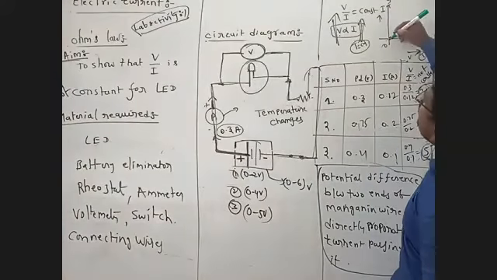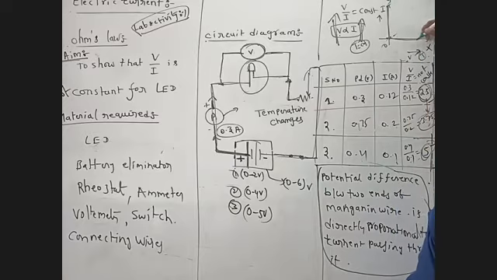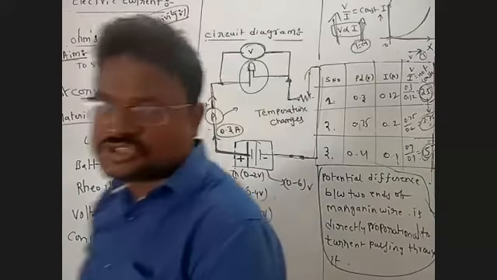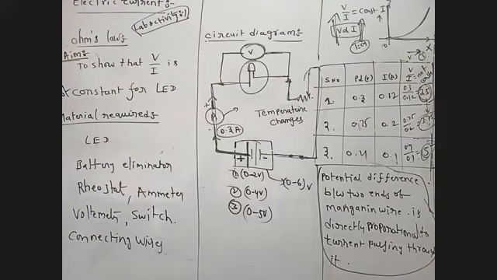That's why we're getting this graph. I is along the y-axis, V is along the x-axis. We draw the graph and we are getting a curve shape. That is the graph we are getting.